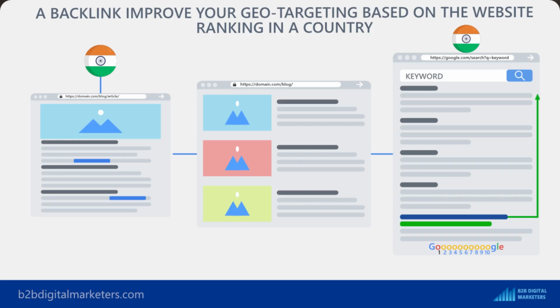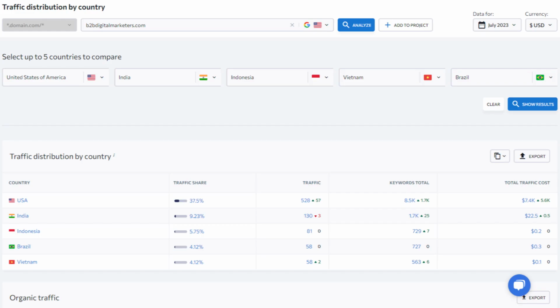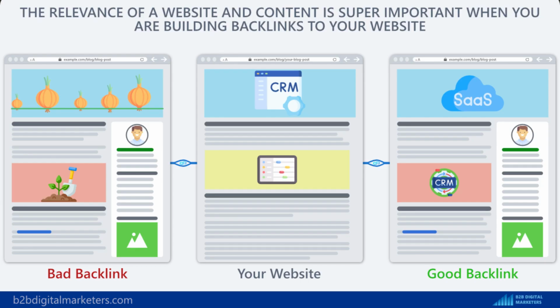Third, think about geographic relevance. If you are targeting traffic from a specific location, build backlinks on websites that predominantly receive traffic from those locations. And fourth, focus on contextual and niche relevant backlinks. Build backlinks only on sites that write on similar topics and ensure the content containing the backlink is related to your niche. But before you start building links, conduct a backlink audit to ensure your existing backlink profile is clean and free of spammy links.